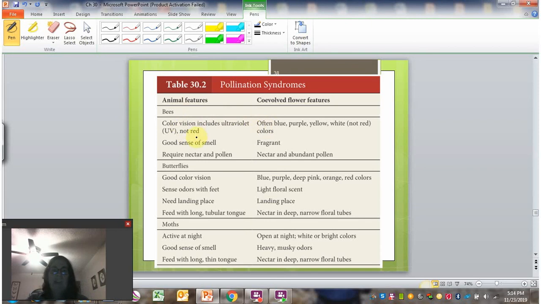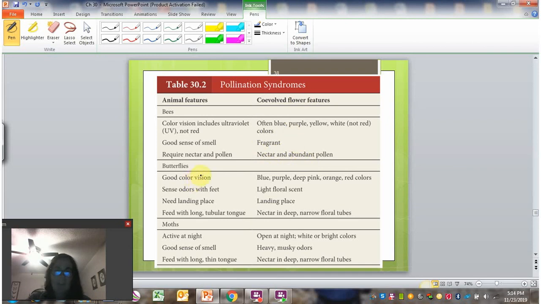So bees have color vision. They can see ultraviolet, but they cannot see red. They have a really good sense of smell, and they need both nectar and pollen. The nectar is what they use to make honey and to feed themselves when they're adults, but they feed pollen to their young. So they need to be able to get both from flowers. Because of this, they're co-evolved with flowers that are blue, purple, yellow, white. So anything that's not red, basically, and with flowers that are fragrant and that have nectar and abundant pollen.